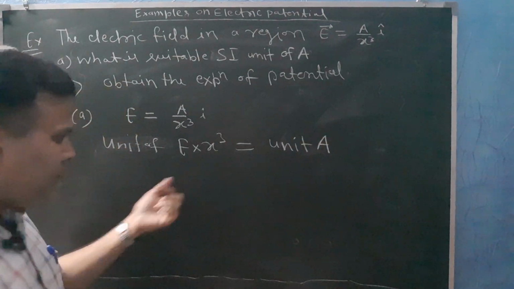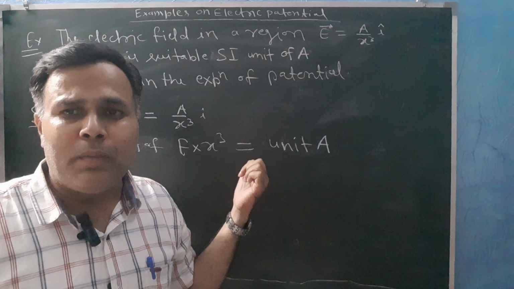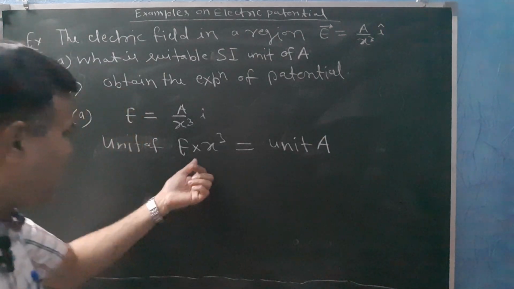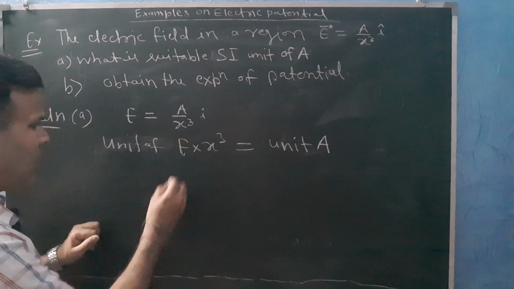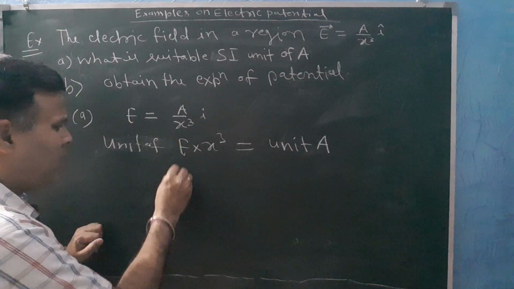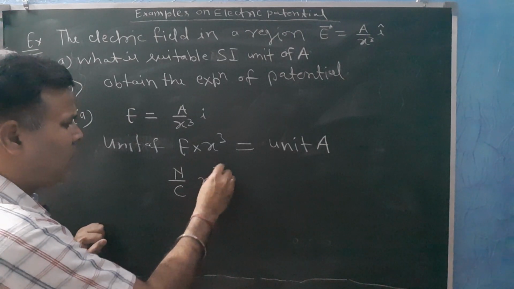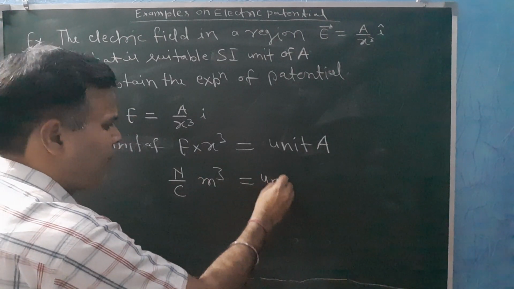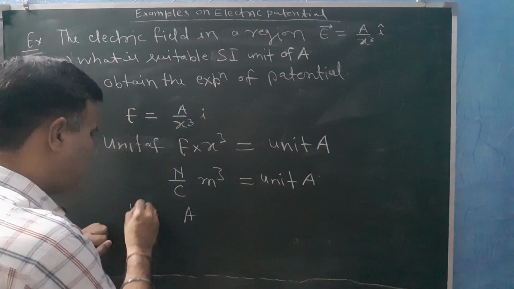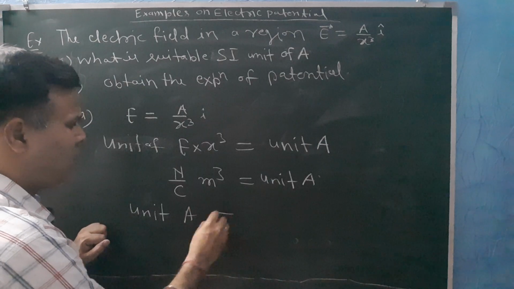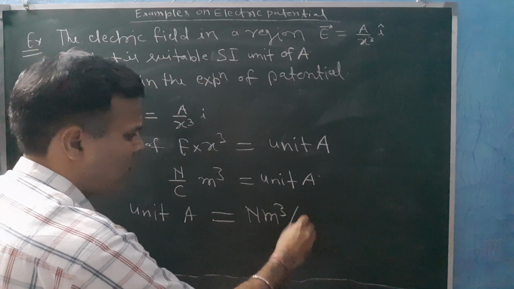E is the electric field, and x is in meter or centimeter, so x cube has dimension of L cube. The unit of E is Newton per coulomb, and x cube is meter cube. So the unit of A is Newton meter cube per coulomb.